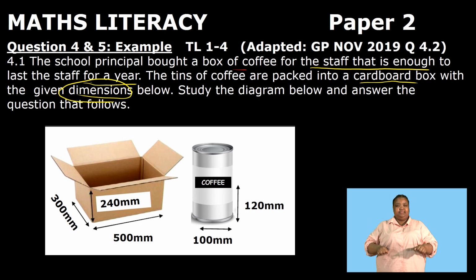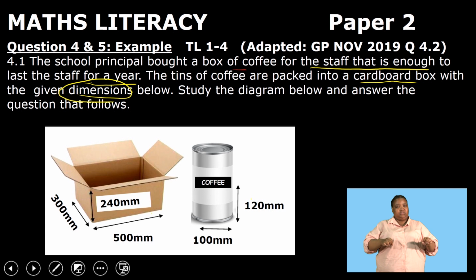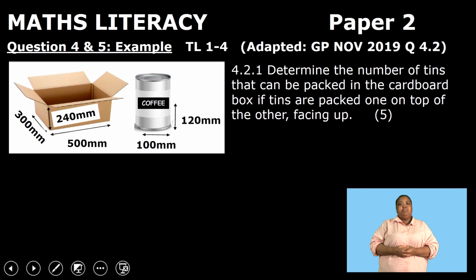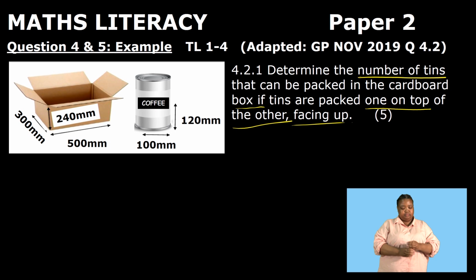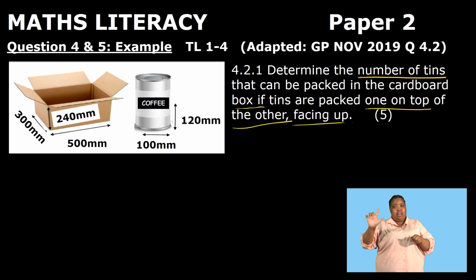So these are the dimensions that are given. We are given the dimensions of a box, and we are also given the dimensions of a tin of coffee that needs to be packed. Now the question says, determine the number of tins that can be packed in the cardboard box if tins are packed one on top of the other facing up. Firstly, we are going to look at the dimensions we are given. We can see that all the dimensions are given and they have the same units. So there's no need for us to convert anything. We are simply going to calculate our length, breadth, and height wise.